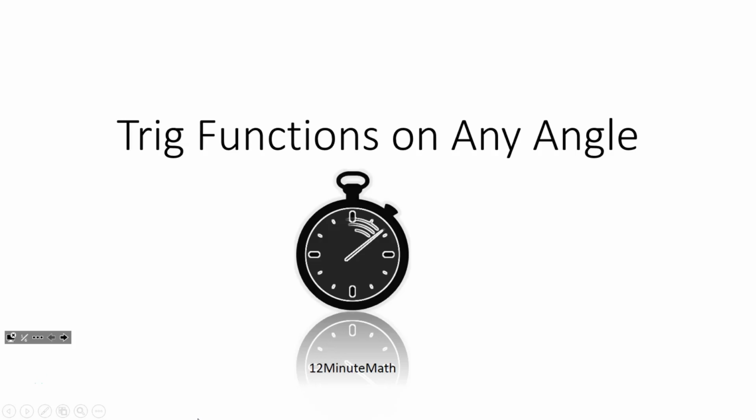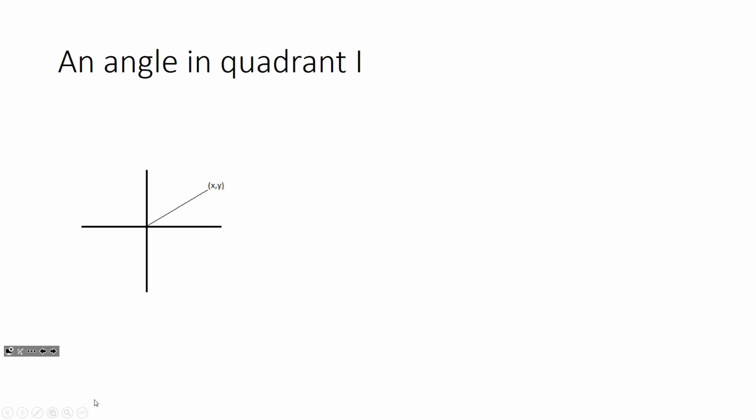Trig functions of any angle. In our study of right triangle trigonometry, we were only able to handle trig functions of acute angles, that is, angles less than 90 degrees. And we'd like to go further today so that we can handle angles which are greater than 90 degrees, also known as obtuse angles. We'll start out with an angle here in quadrant 1.